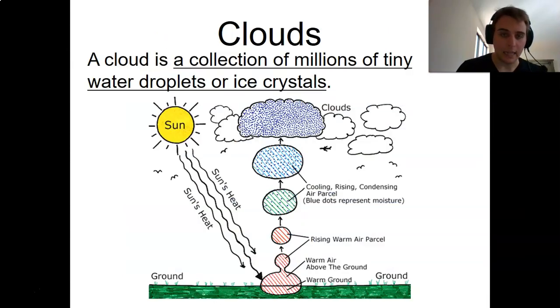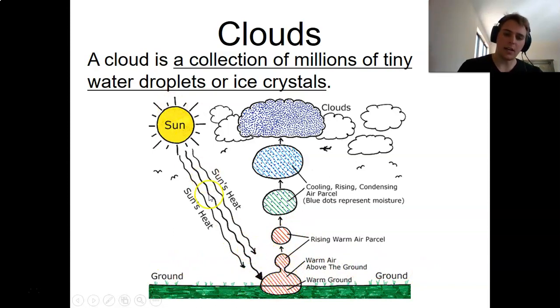Okay, so what is a cloud? We've been talking about clouds. A cloud is a collection of millions of tiny water droplets or ice crystals. The way that this generally works is that there is air and water, and there is water vapor in that air.